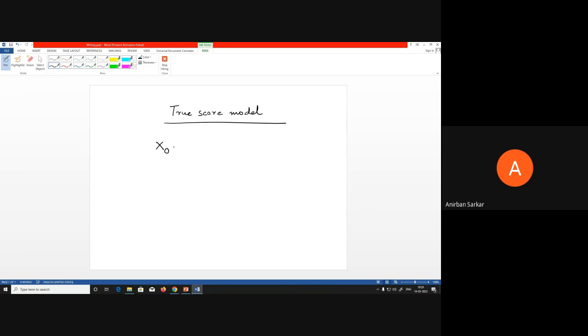X0 is equal to Xt plus Xs plus Xr. It is visible, I think. So here, what does this mean? X0 means it is the observed score, or measurement.